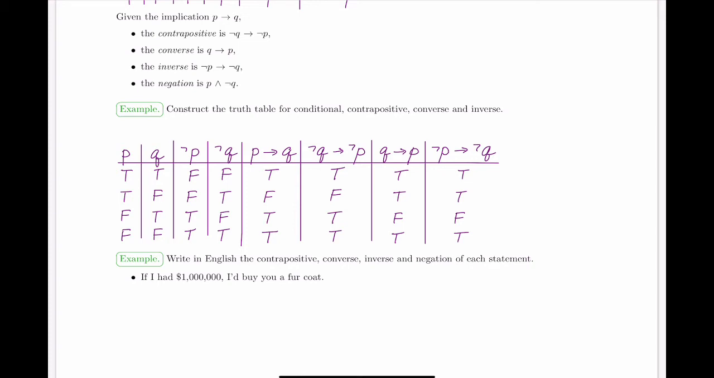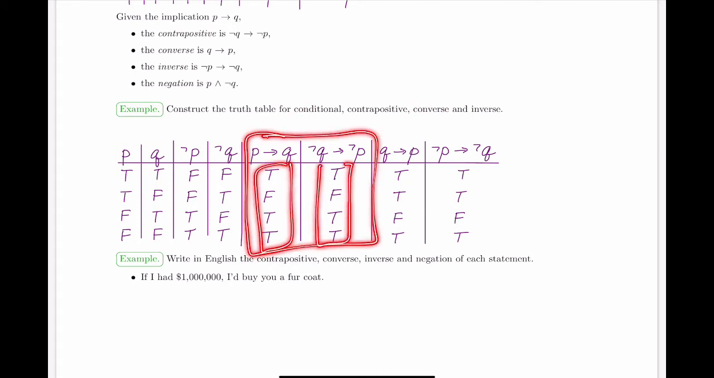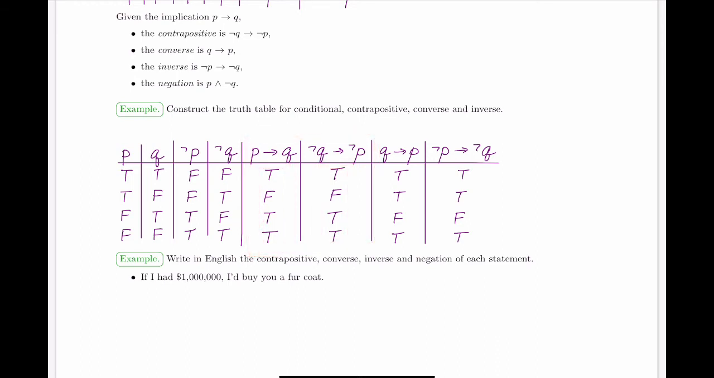Now, what do we notice? Well, I can clearly see that these two columns are identical and these two columns are identical. Let's take a look at these two first. See how they have the exact same truth values? Remember that that means that my actual expressions are logically equivalent. So these two are the same column, and these two are also the same column.